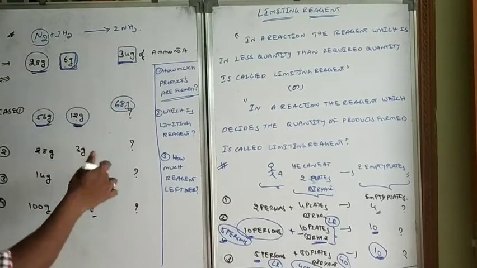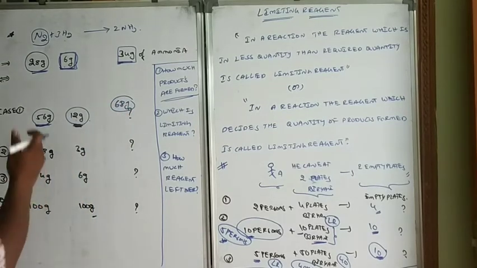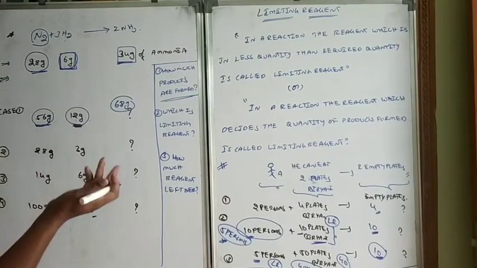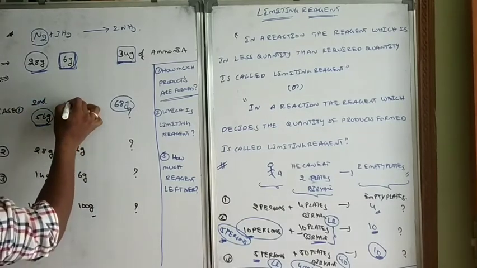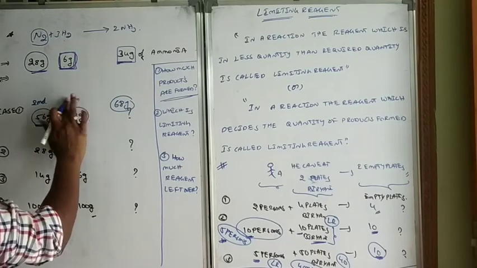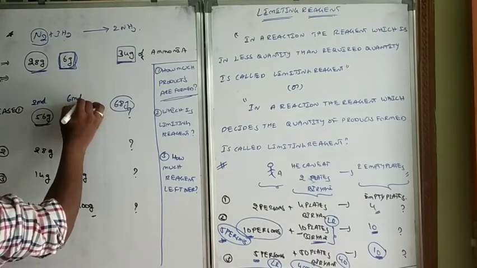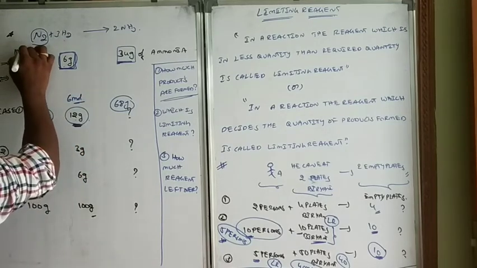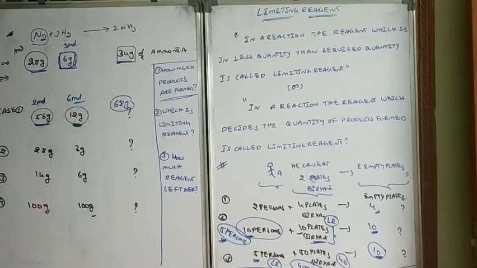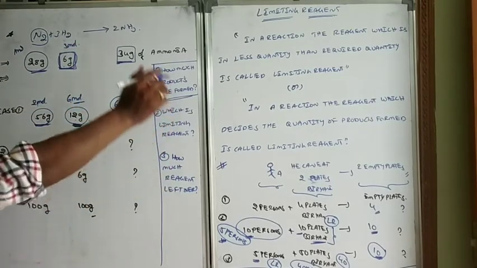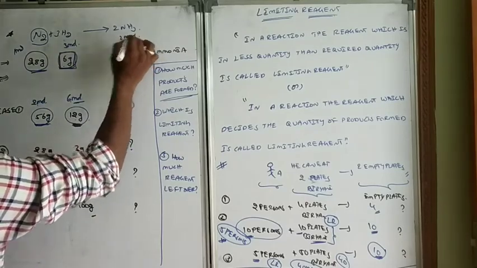Double will come, right? Like this you can calculate, or you can convert in terms of moles also. 56 grams means this is 2 moles, 12 grams means this will be 6 moles. So that's why 1 mole reacts with 3 moles, 2 moles react with 6 moles, so there will be no limiting reagent. Here 3 moles will produce 2 moles.